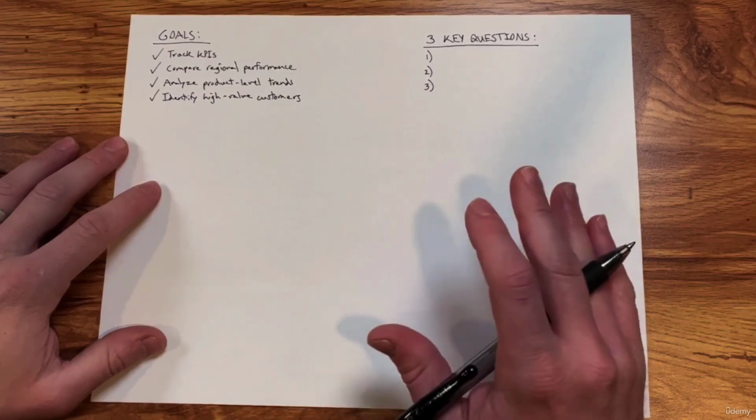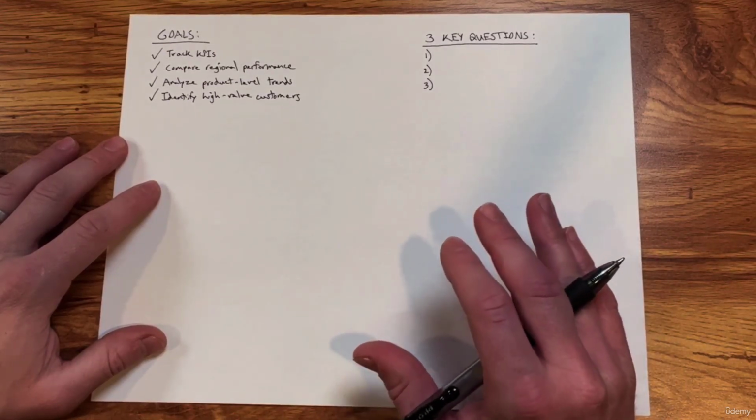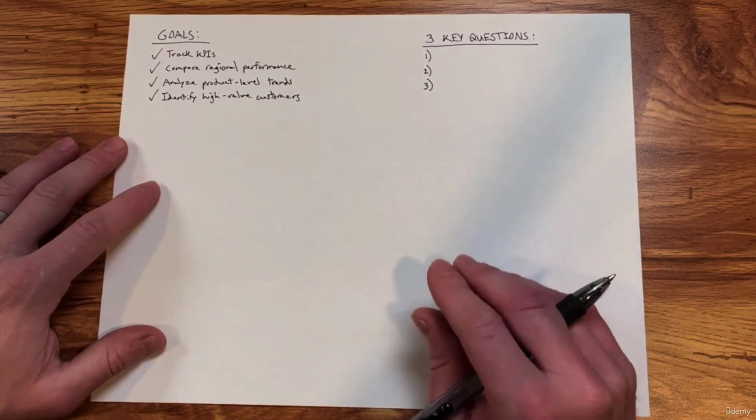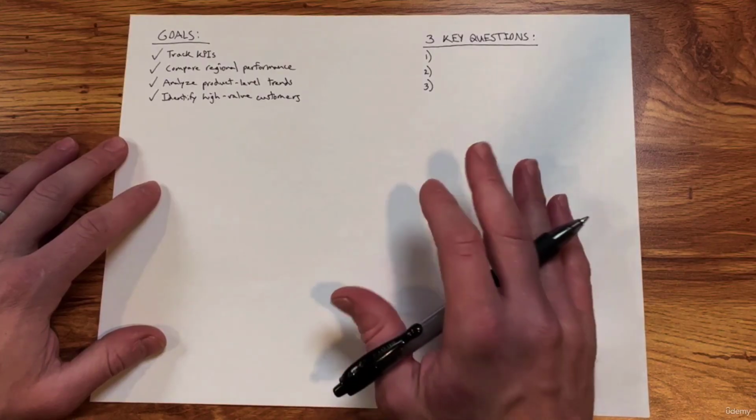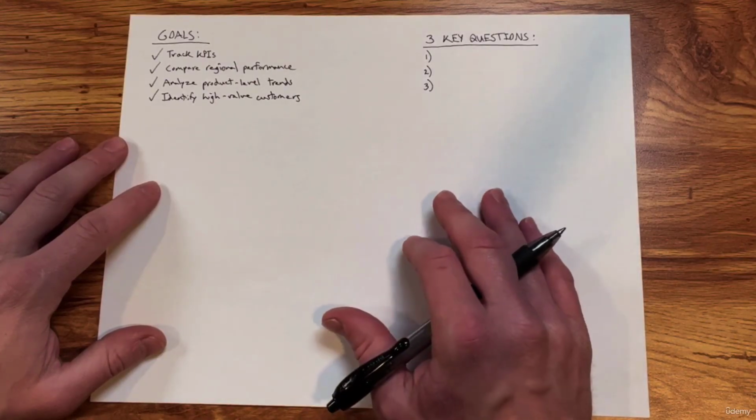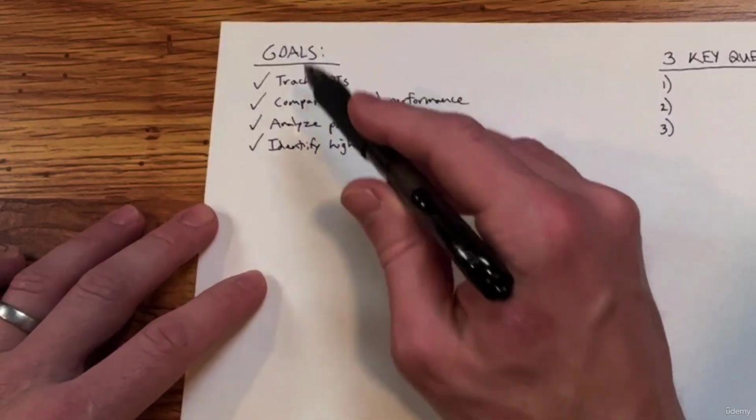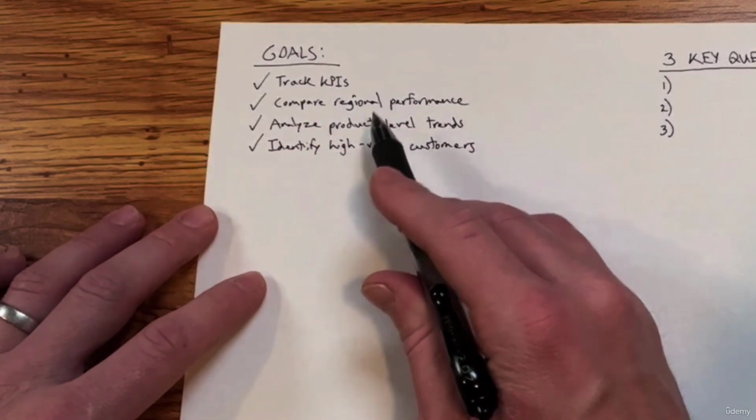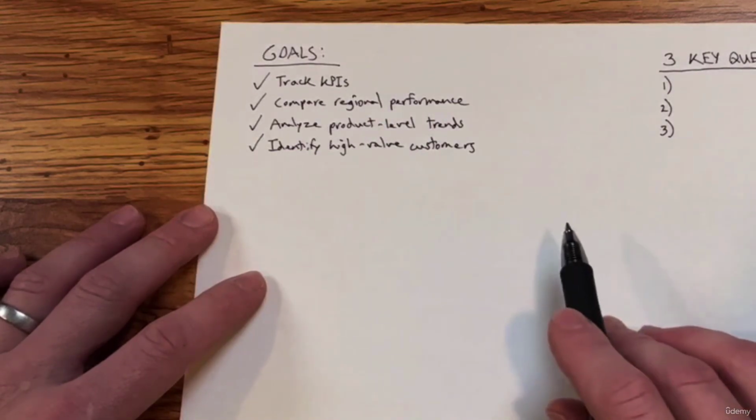All right, so let's take a stab at actually sketching out a layout for our AdventureWorks dashboard. And if we think back to our dashboard design framework, remember step one was to define the purpose, the objective. And to do that, let's think all the way back to our project brief at the beginning of the course. And what I've done here is reiterate or rehash the goals that we need to achieve. Track KPIs, compare regional performance, analyze product level trends, and identify high value customers.